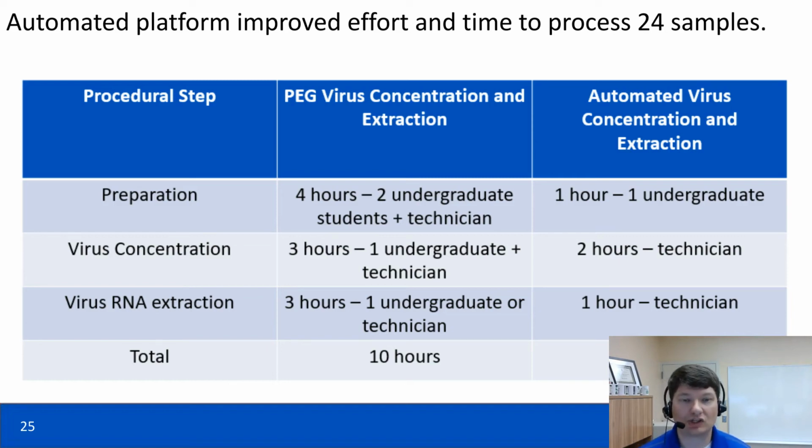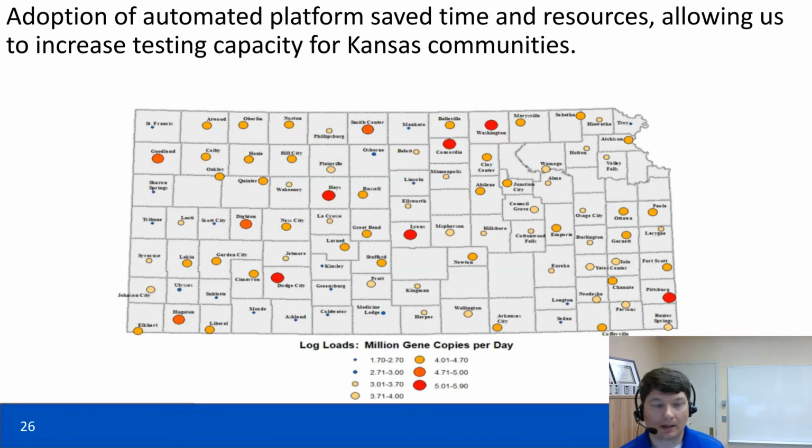Looking at total processing time for 24 samples in our lab, the PEG method would take 10 hours and a combination of at least 2 undergraduate students and a technician. Now we're at 4 hours, mostly working with a technician, with an undergraduate student helping with sample preparation. This automated platform allowed us to expand our testing throughout the state of Kansas. The red dots show higher concentrations, and we expanded this testing to 95 counties in Kansas.